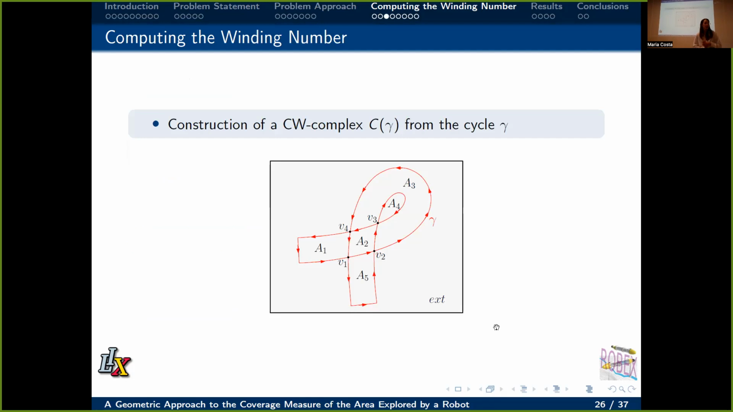Okay, so we start by constructing a CW complex from the cycle Gamma. We will be interested in the 0 cells and the 2 cells. As you can see, Gamma will divide the plane into a finite number of regions that are bounded, with the exception of the exterior. Each one of these regions will have a winding number value. So we are going to be estimating the winding number for each one of the regions. And we are going to do this using two rules that I will present right now that will allow us to determine the winding number of all of the regions by knowing the winding number in only one of them.